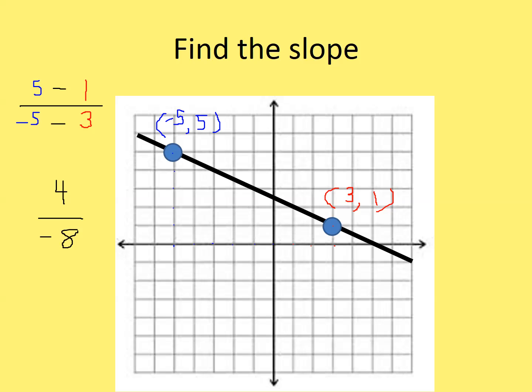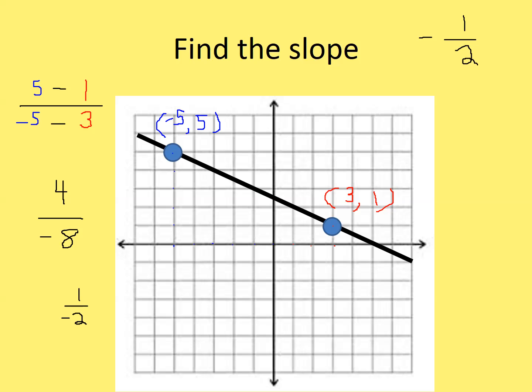4 over 8 can be reduced. That's 1/2. But there's this negative sign here. And right now it's down in the denominator. If you remember your fraction rules, that negative sign doesn't have to stay down in the denominator. It could go in the numerator, or it could go out front. The slope is negative 1/2.